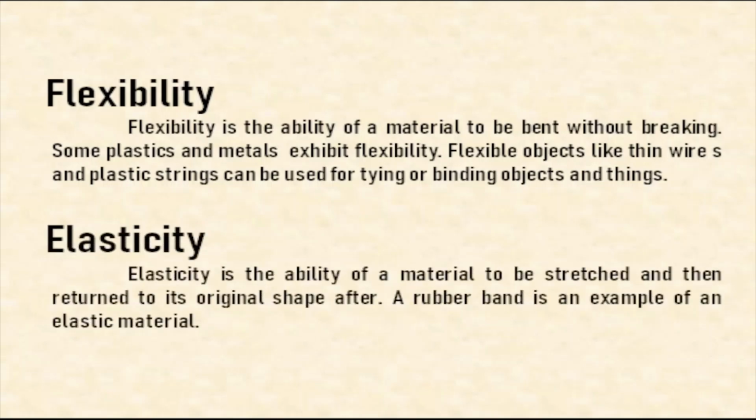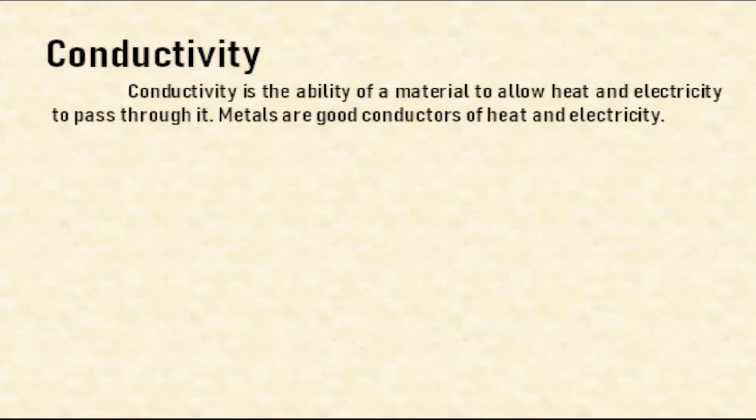Elasticity. Elasticity is the ability of a material to be stretched and then returned to its original shape afterward. A rubber band is an example of an elastic material. Conductivity is the ability of a material to allow heat and electricity to pass through it. Metals are good conductors of heat and electricity.